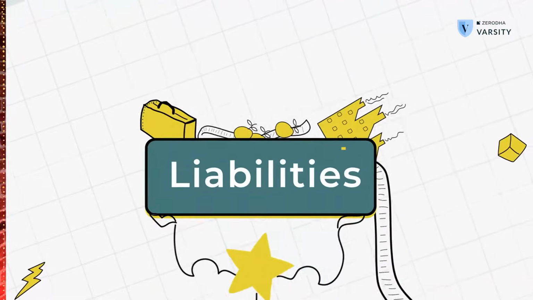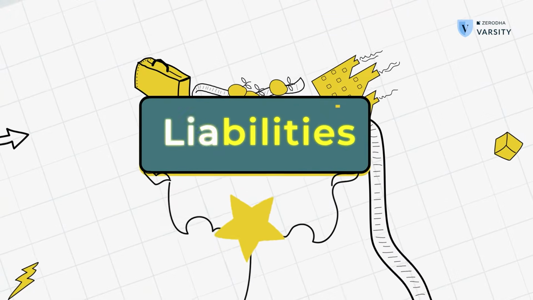Now let us focus on the liabilities part of the balance sheet. Now, as you can see that there is the non-current liability, there is the current liability, just like the way we had the current and non-current assets. But we also have a third part here in the liabilities, which is the equity part. We will talk about the equity part a little later in this video.